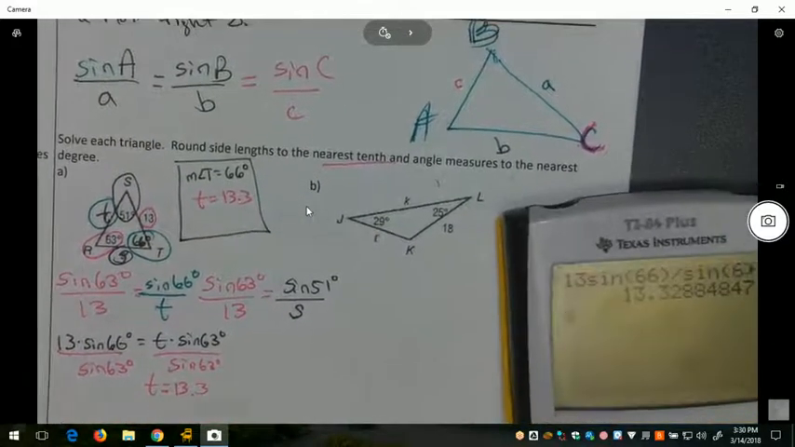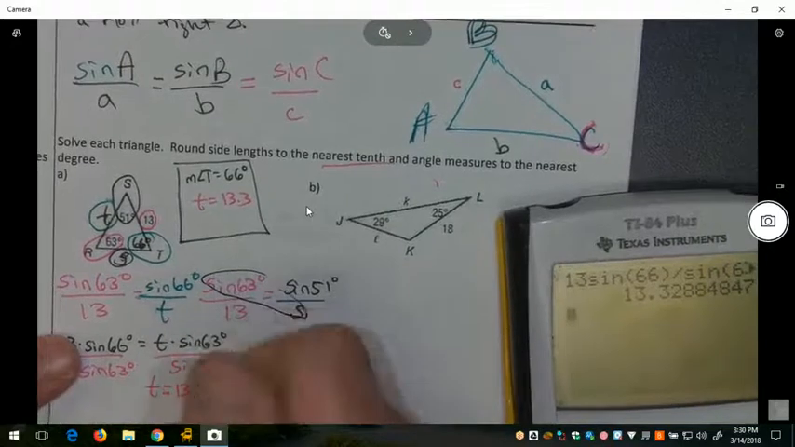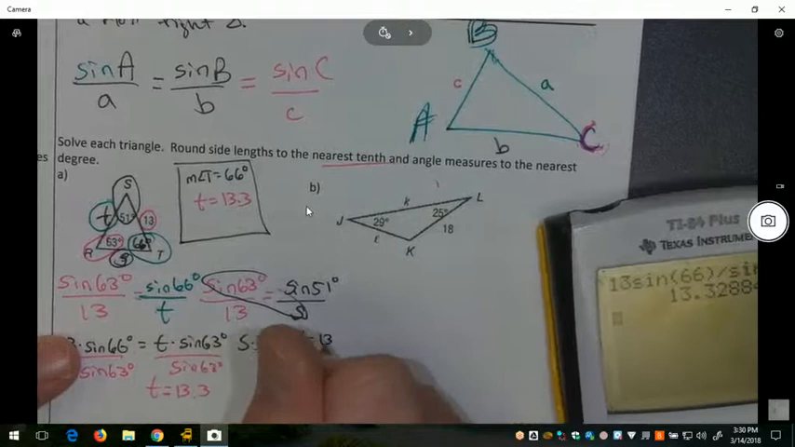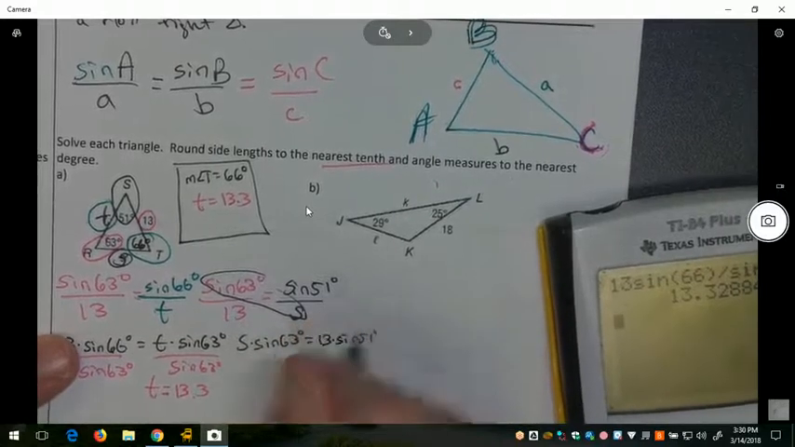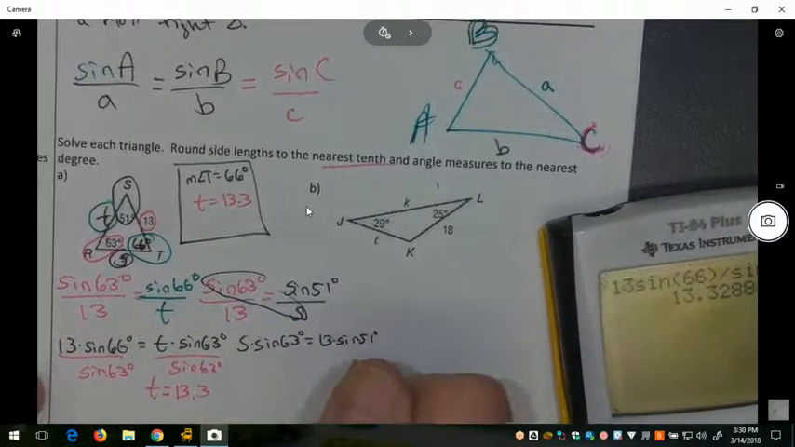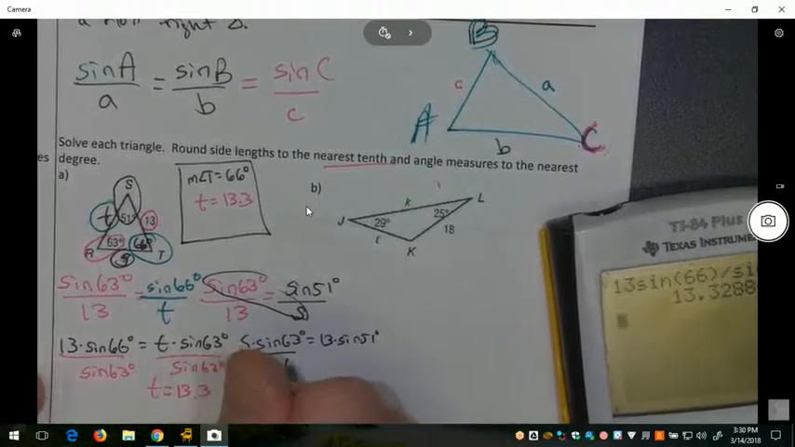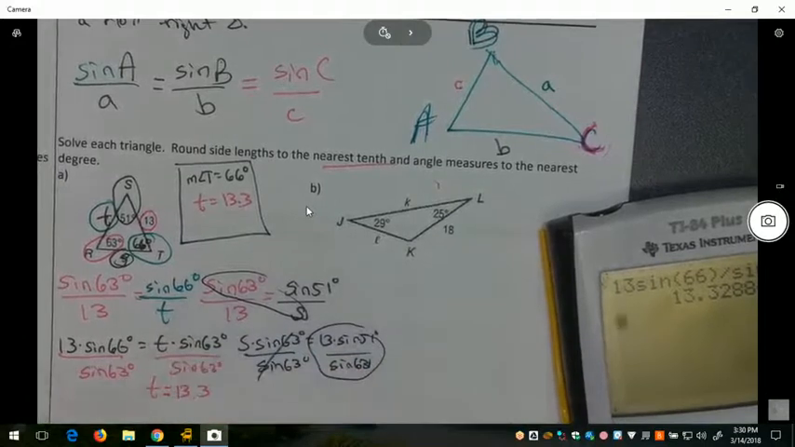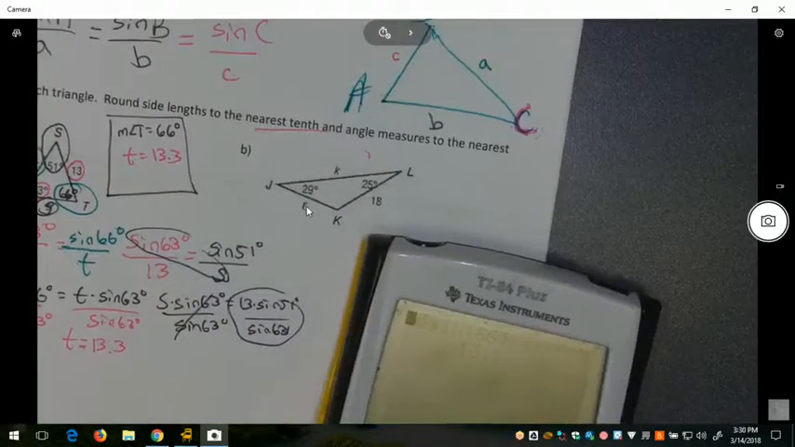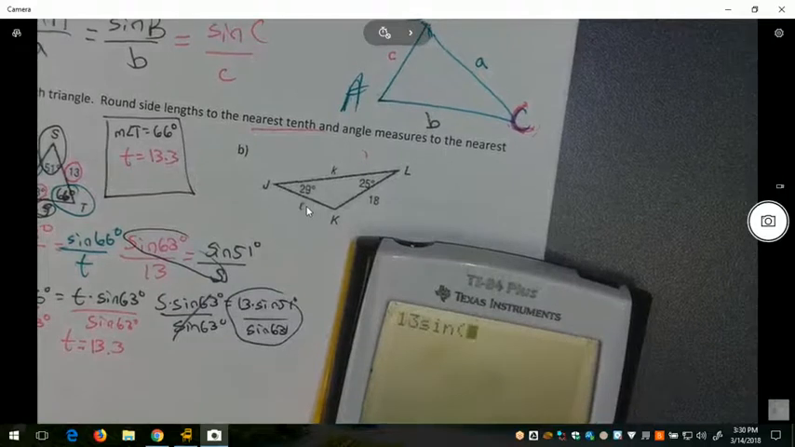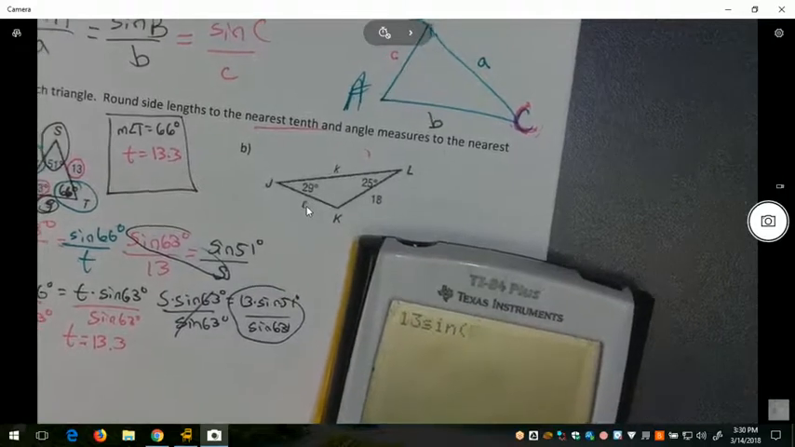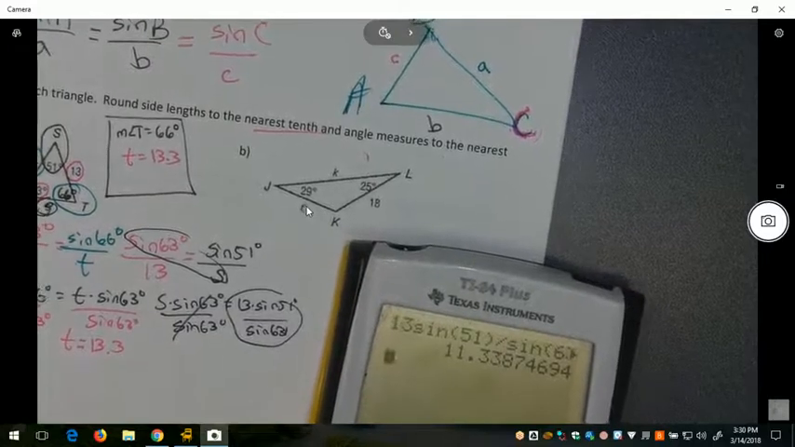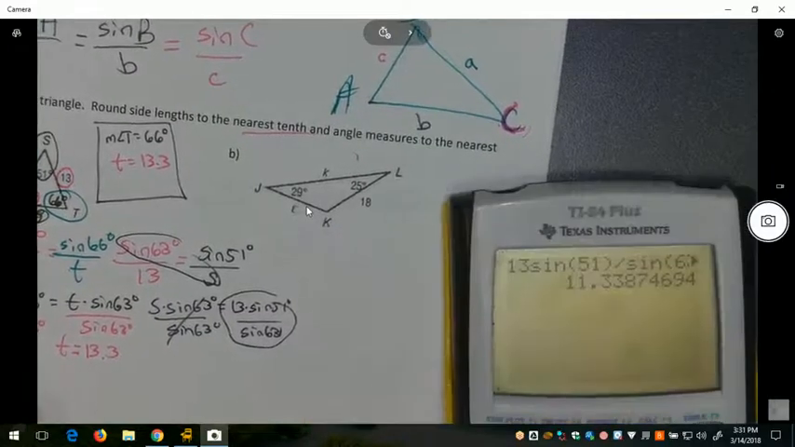To solve for side S, we're going to cross multiply. So we have S times the sine of 63 degrees equals 13 times the sine of 51 degrees. We solve for S by dividing by the sine of 63 degrees. So we're going to put this in our calculator to get this by itself, and compute that to find the side length S. 13 sine of 51 divided by sine of 63 is 11.33. So to the nearest tenth, 11.3.